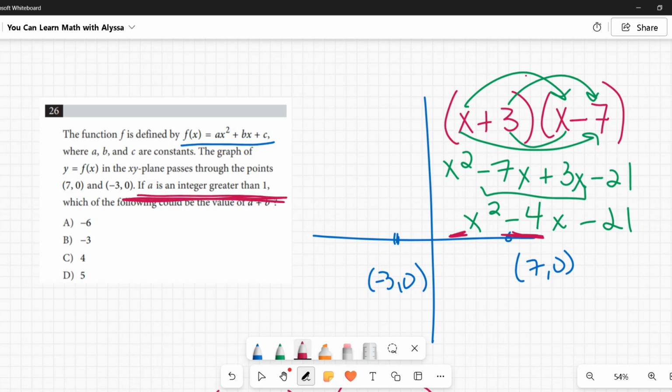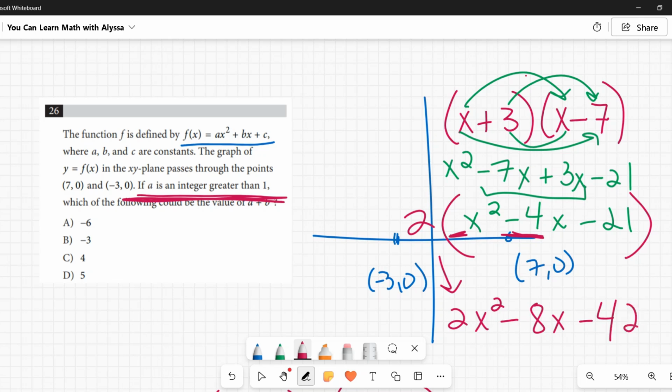It says if a is an integer greater than 1. There we go. That invisible 1 has to be greater than 1. So what's an integer greater than 1? What's the next one up? That'd be 2. So to change this to 2, I need to multiply this whole thing by 2, which would give me 2x squared minus 8x minus 42.